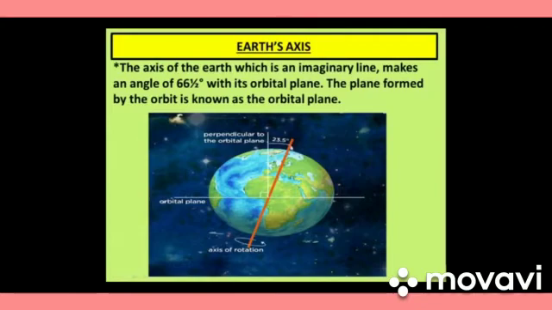And this tilted feature of the Earth is also very beneficial. We'll come to know in the next slides. So it makes an angle of 66.5 degrees from the orbital plane. This plane formed by the Earth is known as the orbital plane, right? And this is the axis of rotation.